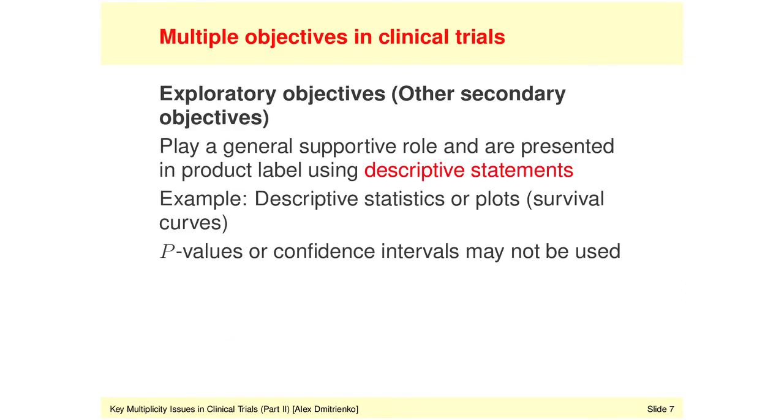By contrast, when we move on to summaries of exploratory objectives that used to be known as other secondary objectives, we know that they play a general supportive role, and they're typically presented in product labels using descriptive statements. Instead of using p-values or confidence intervals, the product label would focus on descriptive statistics or a plot. This includes, for example, survival curves that may be used in product labels that summarize results from phase 3 oncology trials.